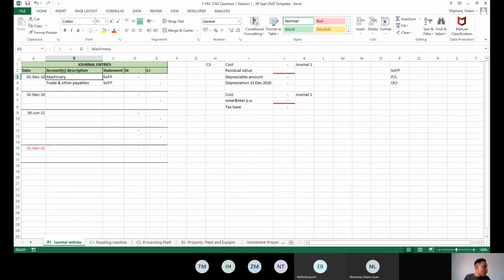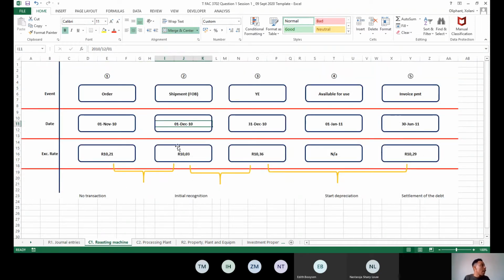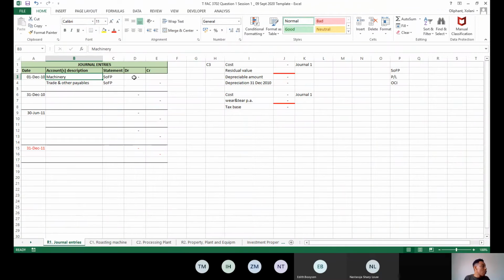So they've already given you the rate. I made it easy for you here. On the 1st of December, the rate was 10.03 cents, right? And then we bought that machine for how much? For 3,000 euros. So you will then say 3,000 multiplied by 10.03 cents, and then you will get the amount that you need to recognize in your books. That's correct, Manzamo. It's 30,090 rand.